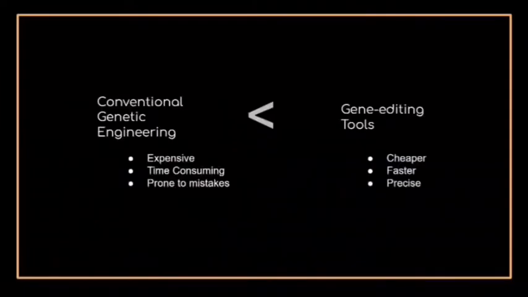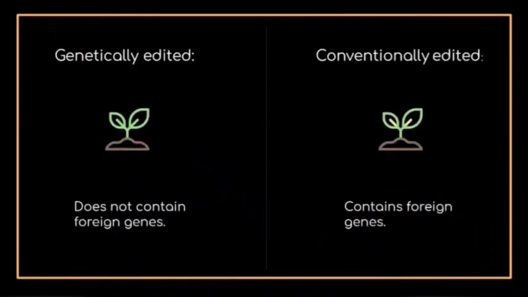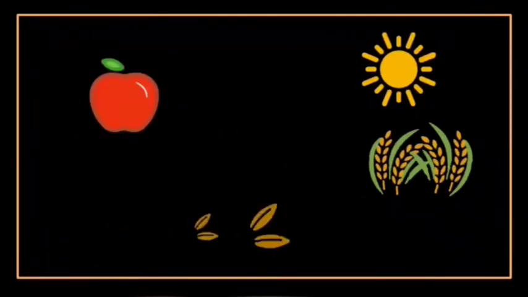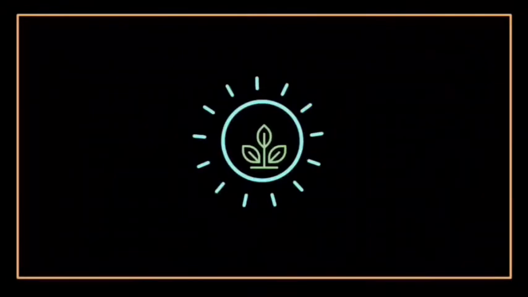It is comparatively cheaper, faster, and produces more precise results than conventional genetic engineering. Besides these advantages, it also allows genetic modification without introducing foreign genes. Such technology can be used to produce drought resistant crops, long lasting fruits, and bigger grains. This technology can also improve the immune system of plants.